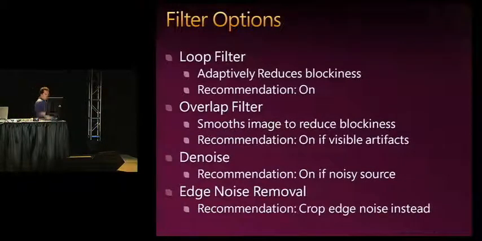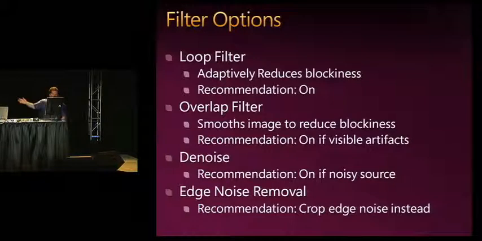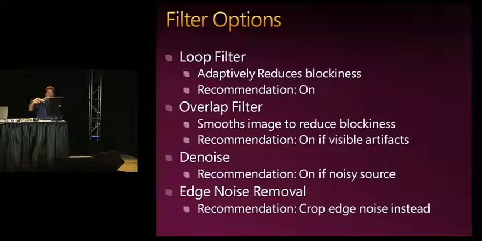And you have a few filter options. One of the things I say you should always have on is the loop filter. It just keeps the video from getting blocky. If your video is still a little bit blocky, you can turn on the overlap filter, which smooths out the image further. It can cause you to lose detail if your video was clean otherwise. But generally, at the bit rates you're targeting for Silverlight, you might get some artifacts in some cases. So I probably use it about 80% of the time in Silverlight targeted stuff.